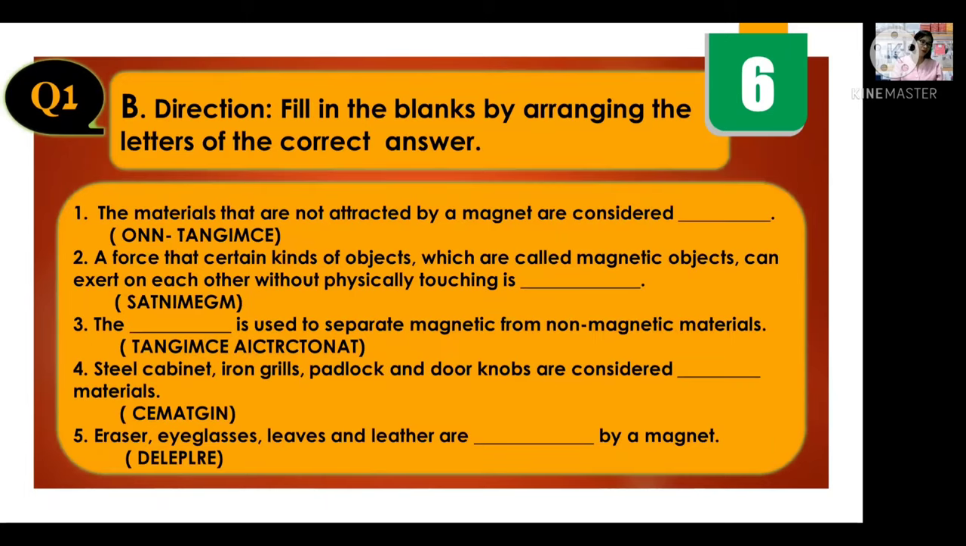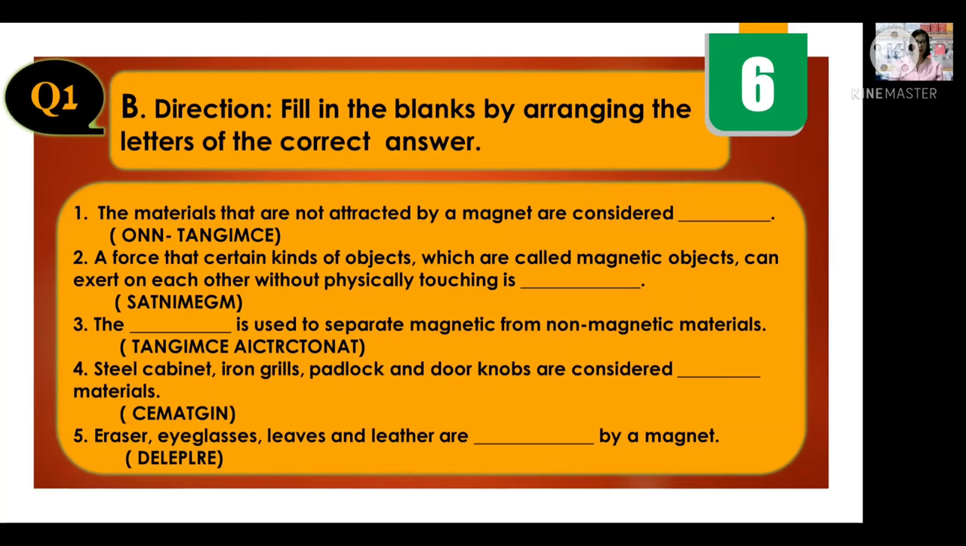Very good. You have finished your activity. Let us now go to the second one. Fill in the blanks by arranging the letters of the correct answer. Number one, the materials that are not attracted by a magnet are considered blank. Number two, the force that certain kinds of objects, which are called magnetic objects, can exert on each other without physically touching is blank. Number three, the blank is used to separate magnetic from non-magnetic materials.